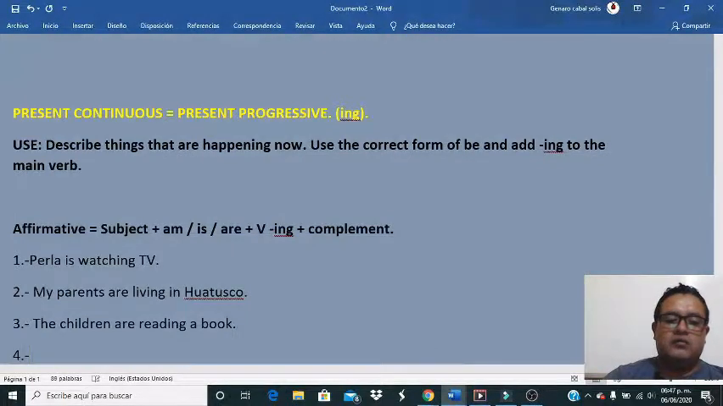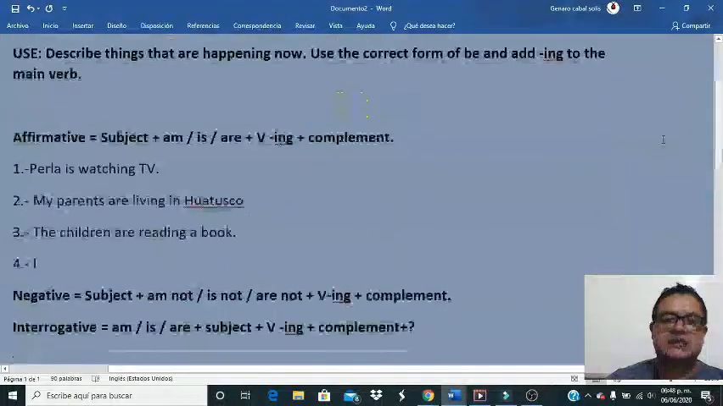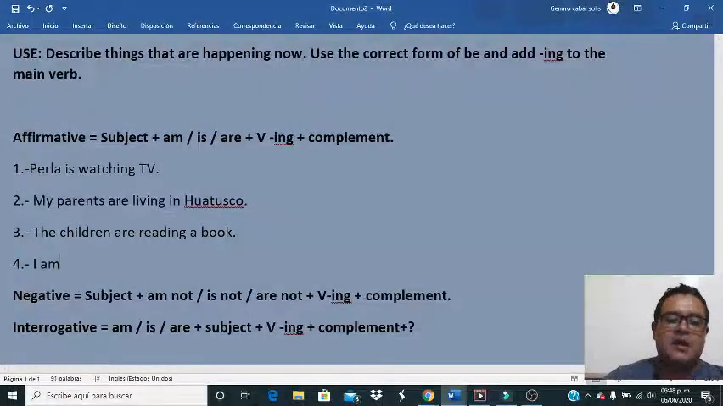Number 4, número 4. The subject is I, el sujeto es yo. So I have to use, entonces tengo que usar am. I am, yo estoy o yo soy, I am.